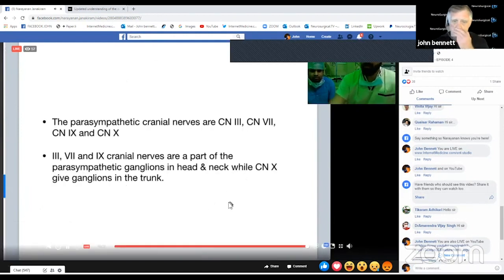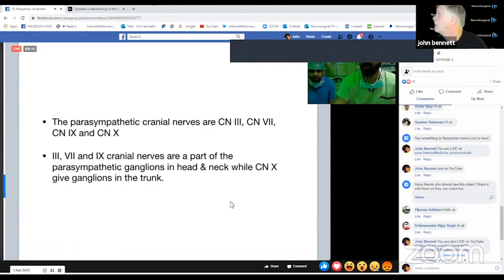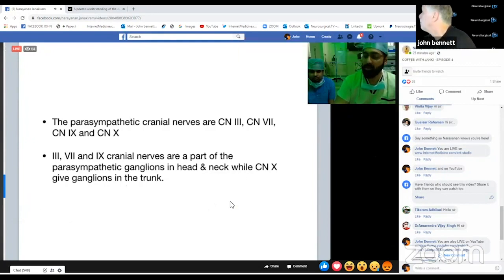Okay, the parasympathetic cranial nerves are cranial nerve 3, cranial nerve 7, 9 and 10. The 3, 7, 9 cranial nerves are a part of the parasympathetic ganglia of the head and neck, while cranial nerve 10 gives ganglia in the trunk. So, what are the cranial nerves which take part in formation of ganglia of head and neck? 3, 7 and 9. Remember this, 3, 7, 9. All odd numbers.